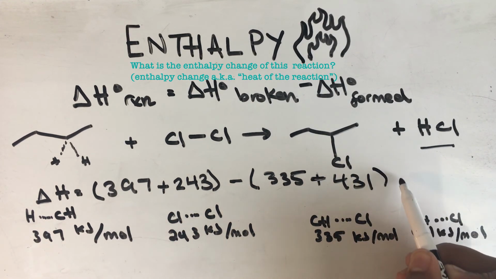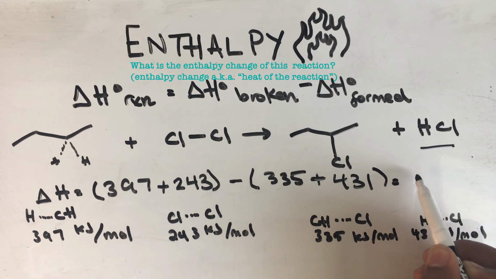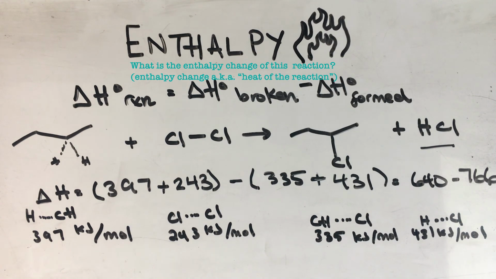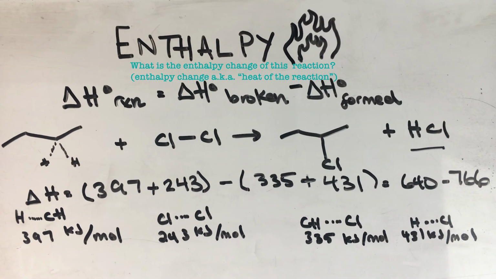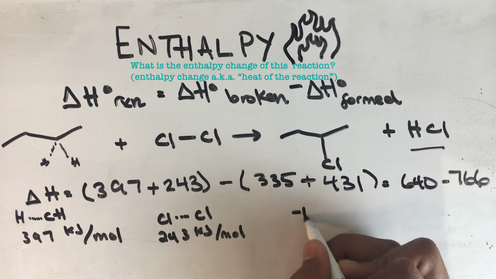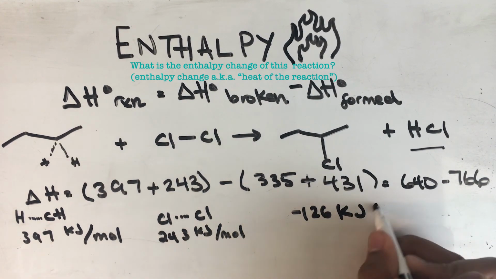And then we'll have initially 640 minus 766. So if we look at 640 minus 766, is that going to be a positive or negative number? It's going to be a negative number, so we're going to have negative 126 kilojoules per mole, and that's our answer.